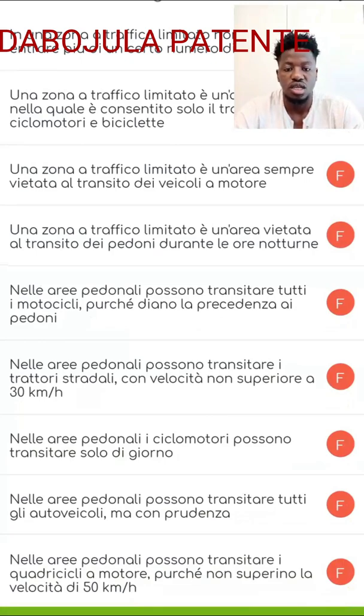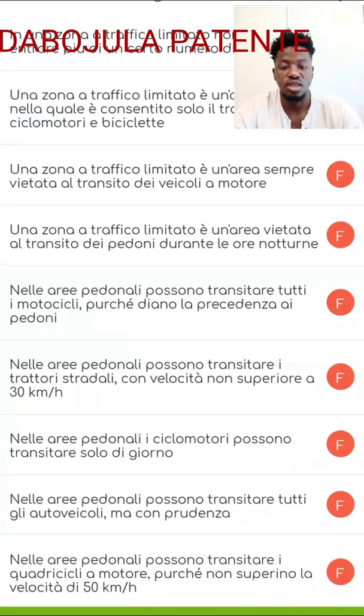Nelle aree pedonali possono transitare i trattori stradali con velocità non superiore a 30 km/h. In pedestrian areas, tractors that will usually be allowed to transit on roads are allowed to transit if they did not go beyond 30 km/h.